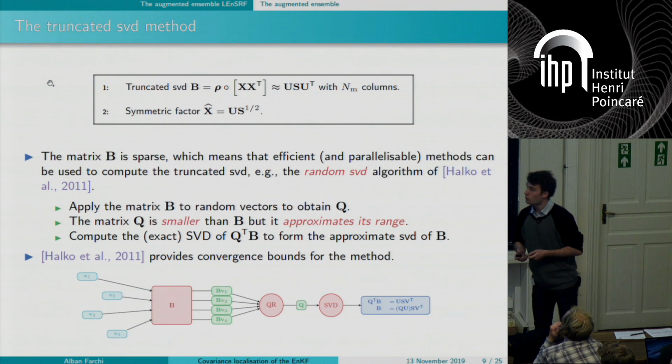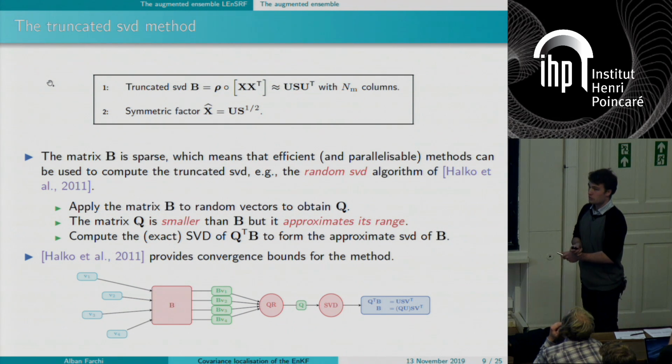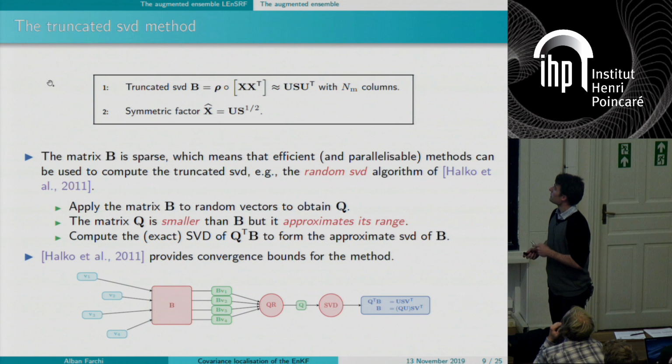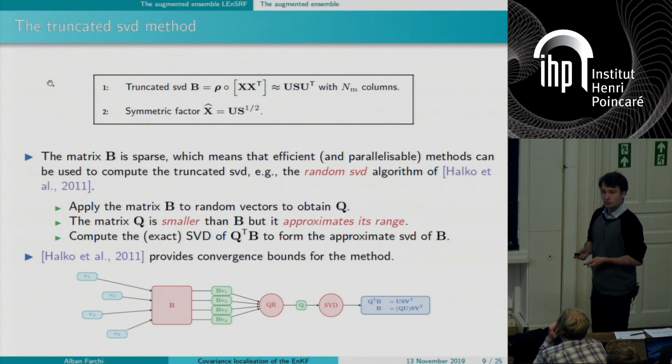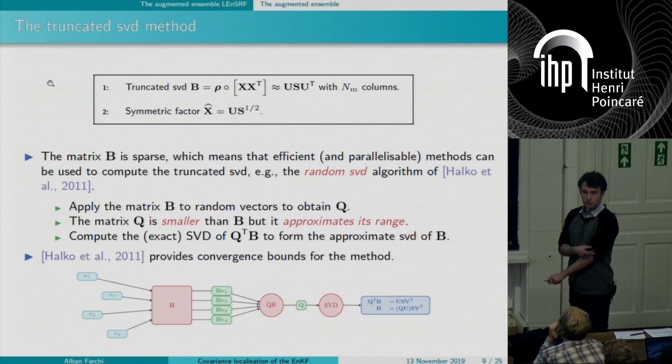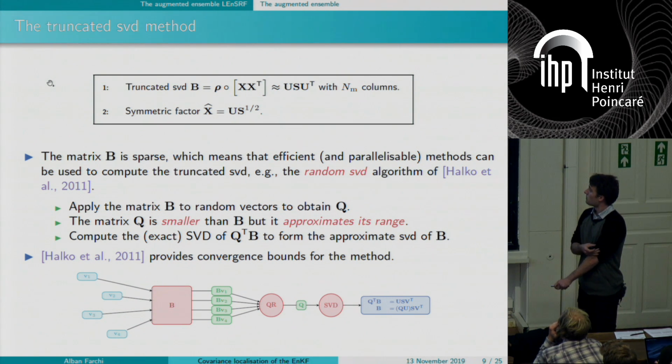The second approach, the truncated SVD method, is a bit more direct. In this method, we compute a truncated SVD of the localized sample covariance matrix, and we use this truncated SVD in order to form the augmented ensemble. The point is, since we are using localization, the B matrix will be sparse, and therefore we will be able to use an efficient and parallelizable method in order to compute the truncated SVD.